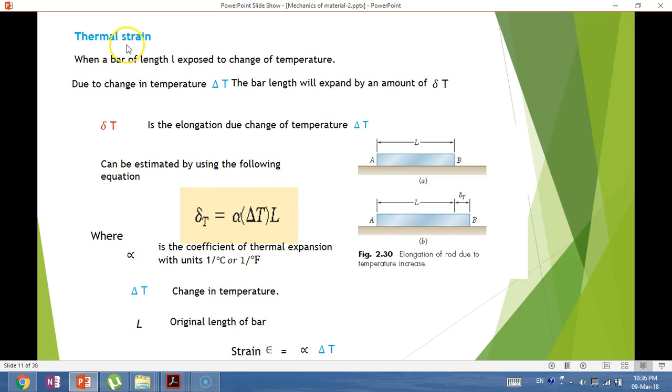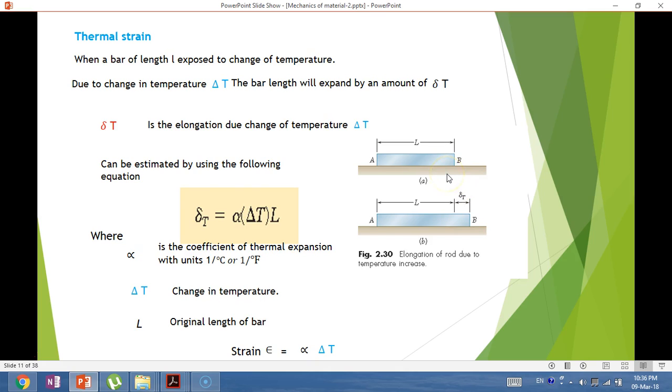There is a new topic, which is thermal strain. When a bar of length L is exposed to a change of temperature delta T, the bar length will expand by an amount delta T, the expansion due to temperature. This is called elongation due to the change of temperature delta T. The original length was L. The bar will expand, and the gain of length is attained due to high temperature.